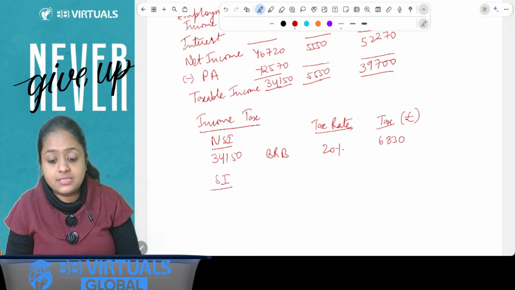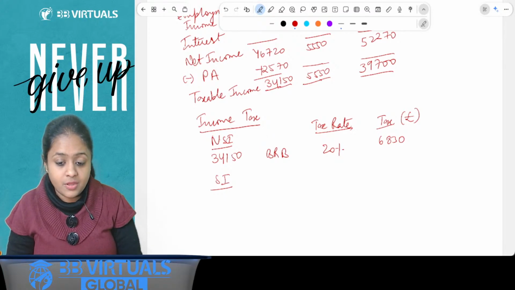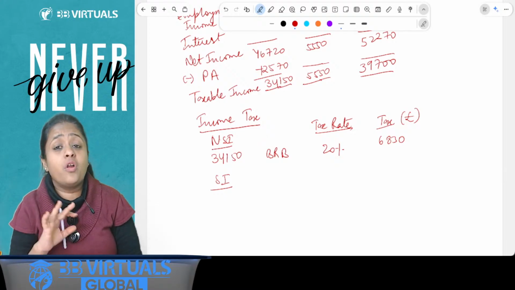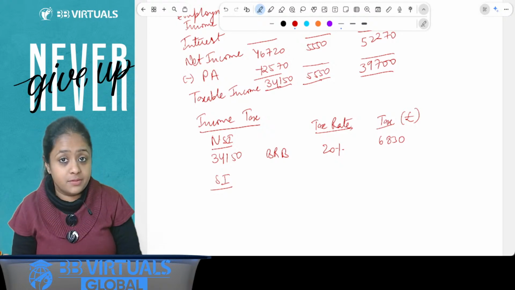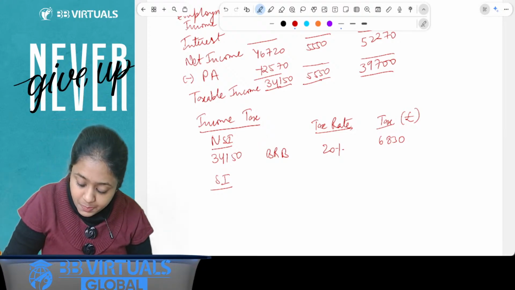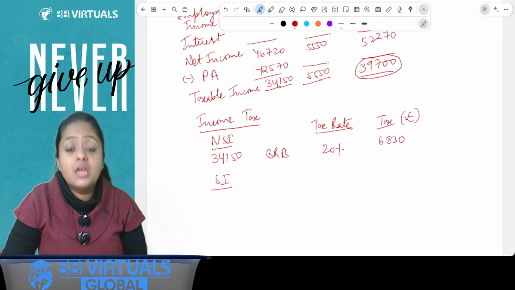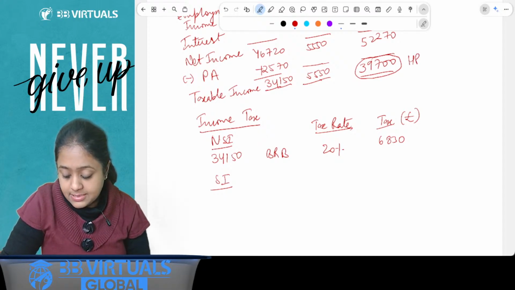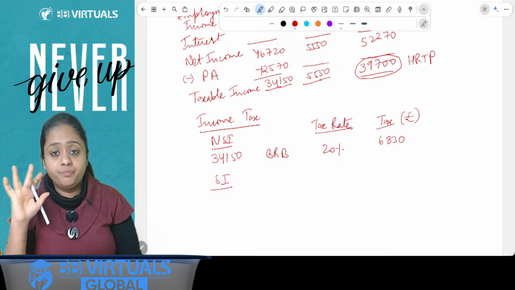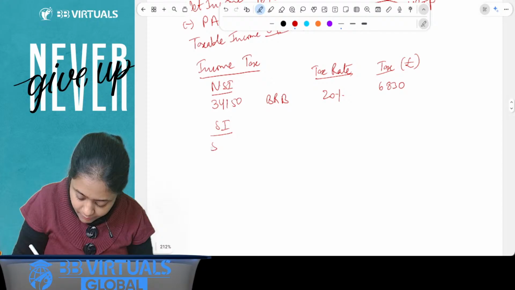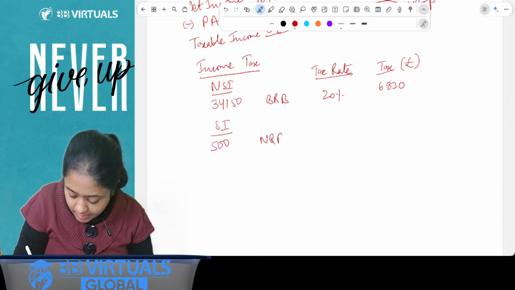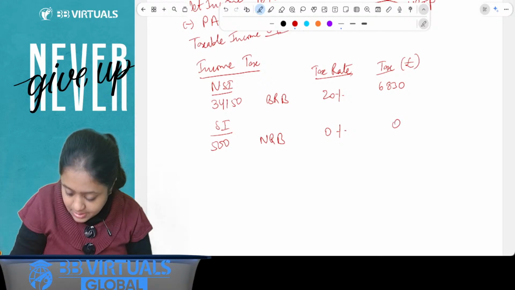Now check whether savings 5,000 starting nil rate band is applicable or not. So for that, let's check the level of NSI. NSI is 34,150. It's already more than 5,000. So 5,000 starting nil rate band is not available. Now just see the category of the taxpayer. Since it is 39,700, it is crossing the basic rate band. He is a higher rate taxpayer. So that means 500 nil rate band is available. So I will write here 500, and I will write here nil rate band to be taxed at 0%, 0.